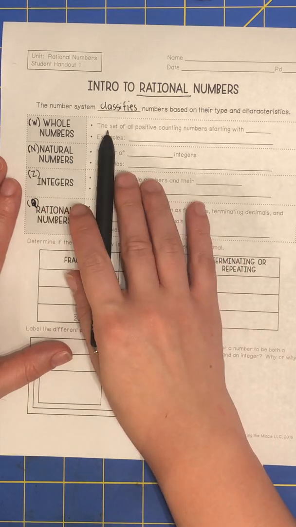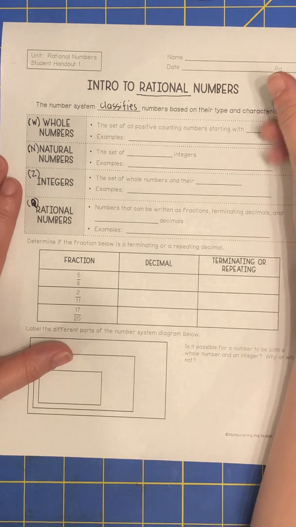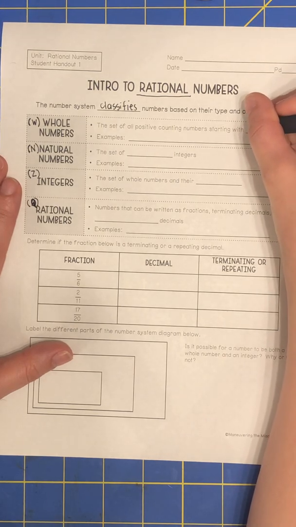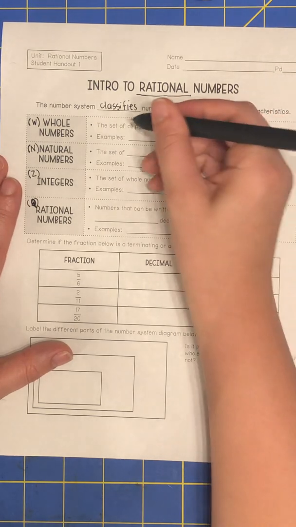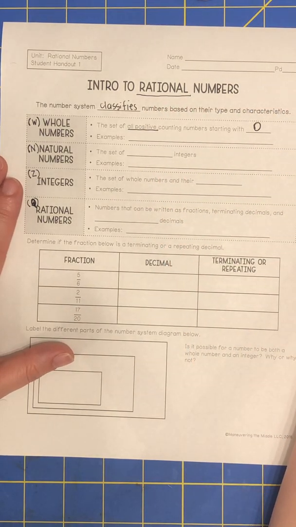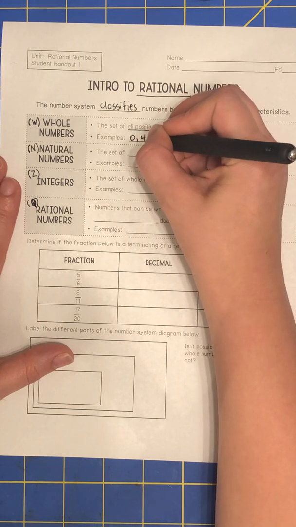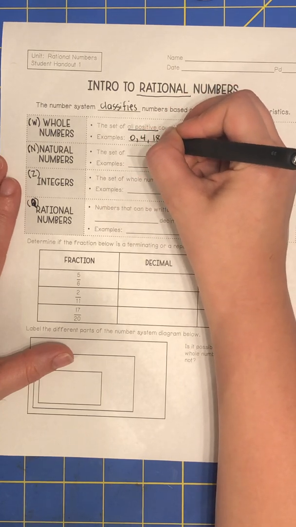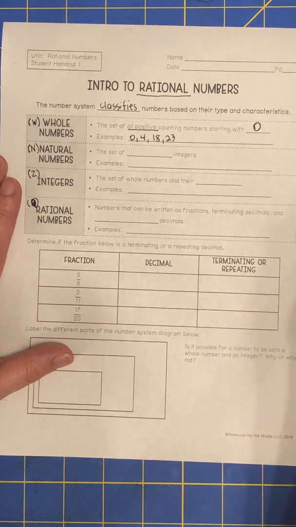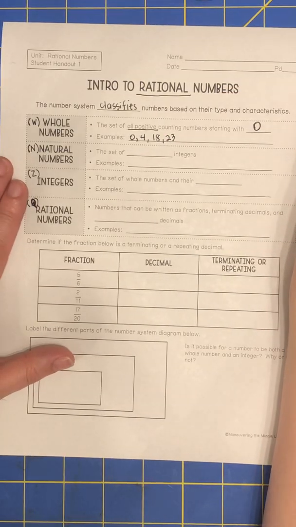So whole numbers are the set of all positive counting numbers, and that starts with the number 0. So it's the set of all positive counting numbers, starting with 0. So the number 0 would be an example, 4, 18, 23. Any number that's positive, that's 0 or more, is an example of a whole number.